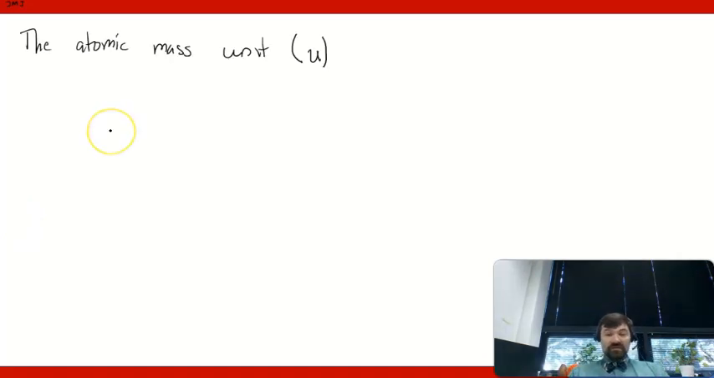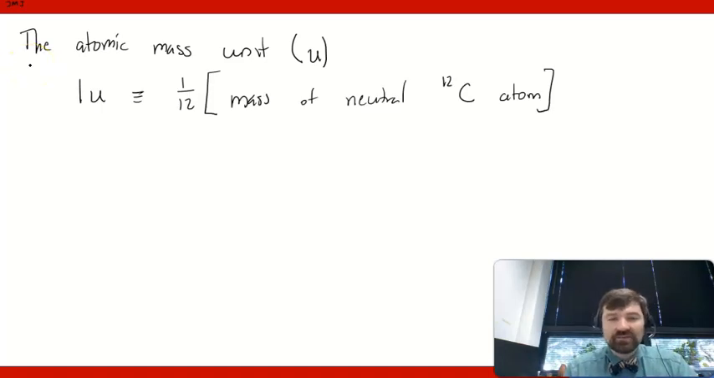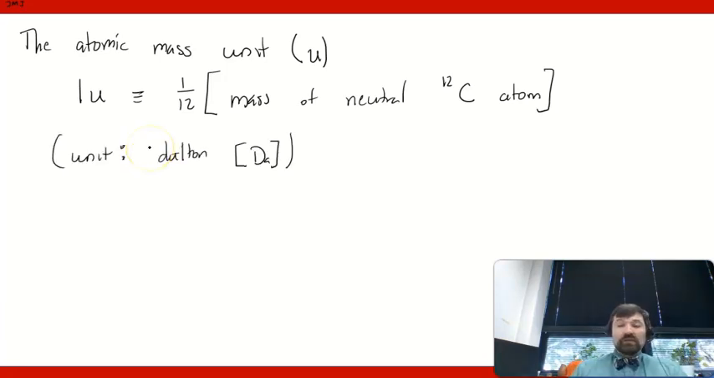Alright, so today we have a few things to do that are new. One is to introduce a new unit. The new unit is called the atomic mass unit. The way the atomic mass unit is defined is that it is 1/12 of the mass of a carbon-12 atom. The atomic mass unit has units itself, of daltons. This unit is used a lot in chemistry. It's used sometimes in nuclear physics.